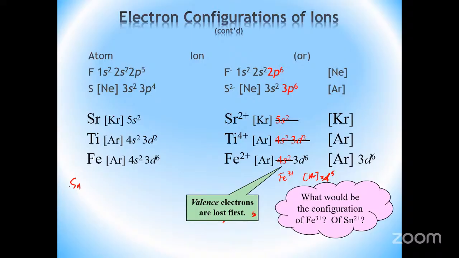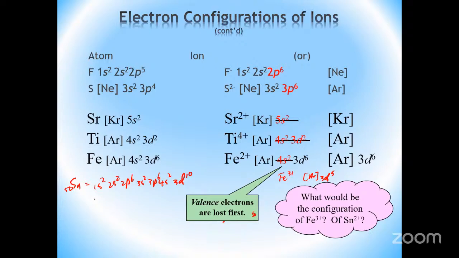Tin is below germanium in group 4A. It's 50. Okay. So to get the full electron configuration, that would be 1s2, 2s2, 2p6, 3s2, 3p6, 4s2, and then 3d10.